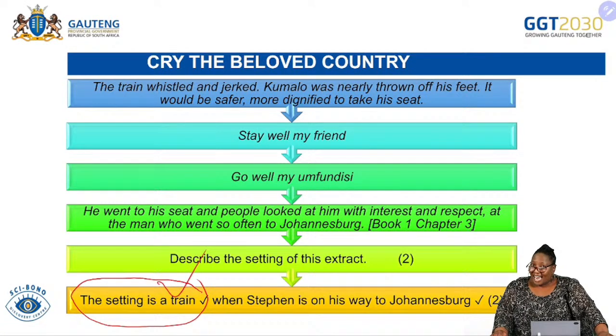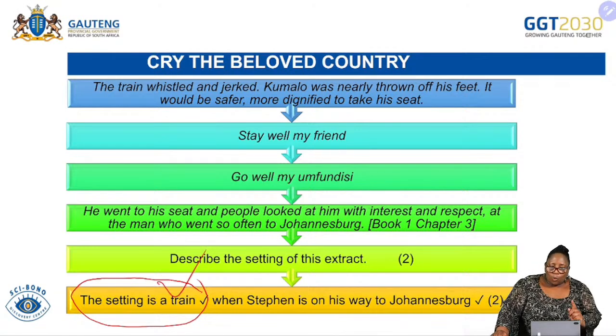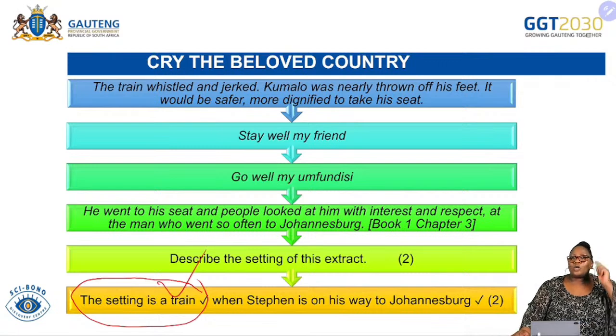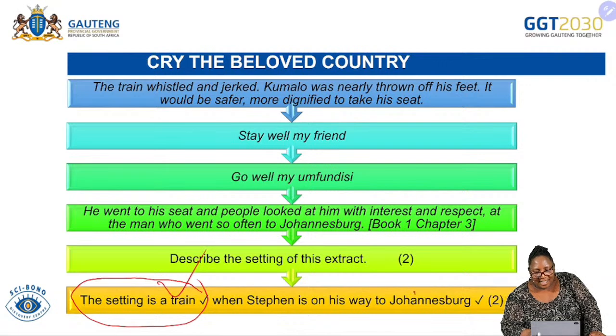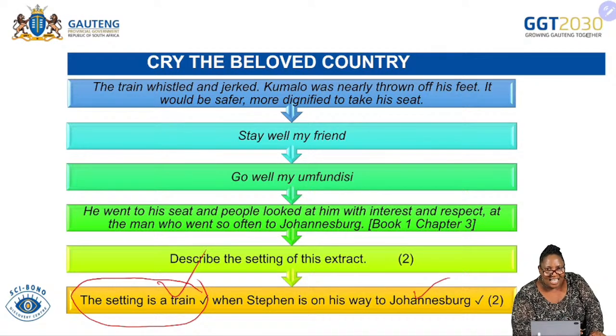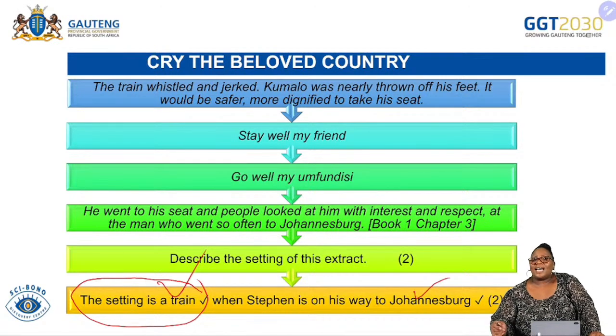And time? When? It is when Stephen Khumalo, the priest, was on his way to Johannesburg. He is in the train that is moving to Johannesburg. So that's your 2nd mark.